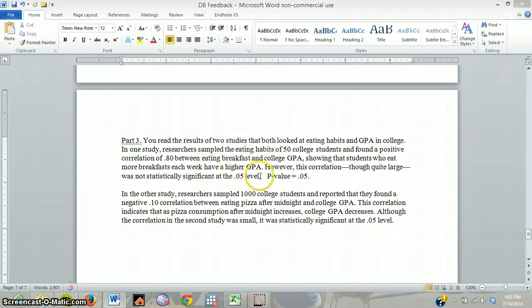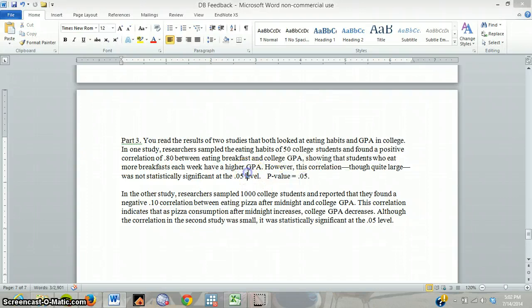Now, statistical significance tells you the probability that the relationship you found was by chance alone. This study was a little bit confusing. It's saying it's not statistically significant at the 0.05 level. What this is saying is the p-value was higher than 0.05. A p-value of 0.05 is a 5% chance that the relationship you found was by chance alone. And for some reason, at some point in time, the research community decided that 0.05 was the level that is going to be the marker of a good or a bad study.